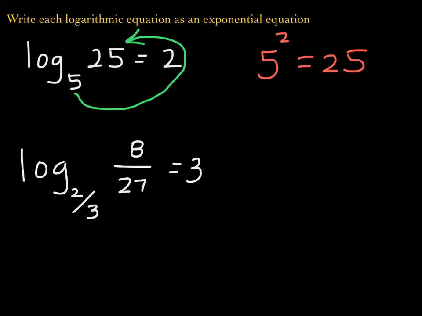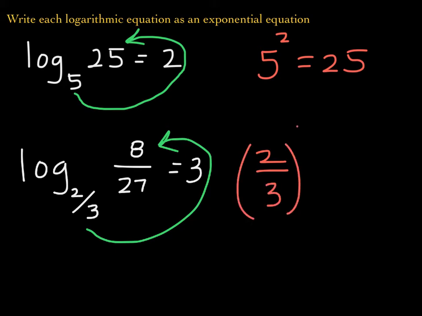Check out this new log equation. Log base 2/3 of 8/27 is equal to 3. So you can do your little tail trick if you like. You don't have to if you don't want to, but the base is 2/3. You're raising that base to the power of 3, and you get 8/27. And that's true, isn't it? 2 cubed is 8, and 3 cubed is 27.